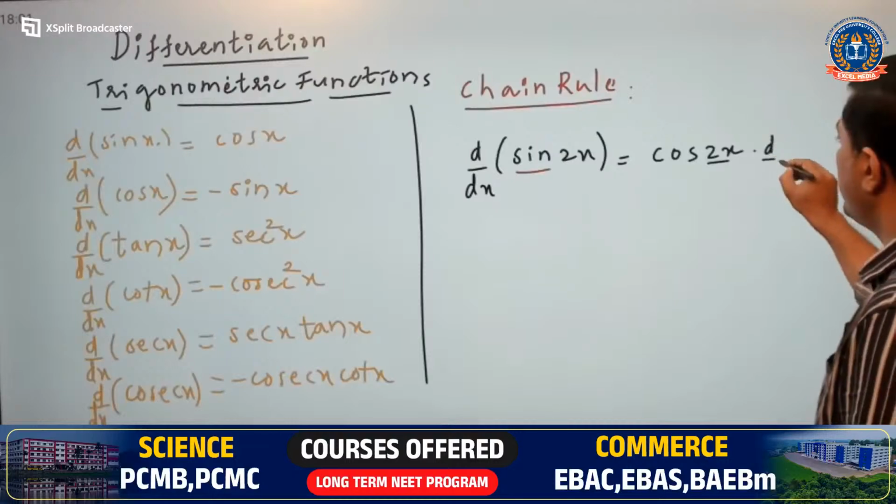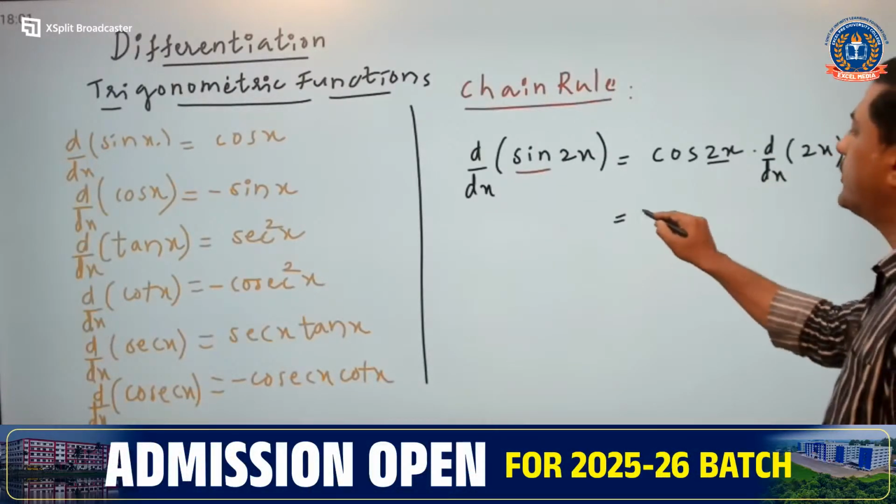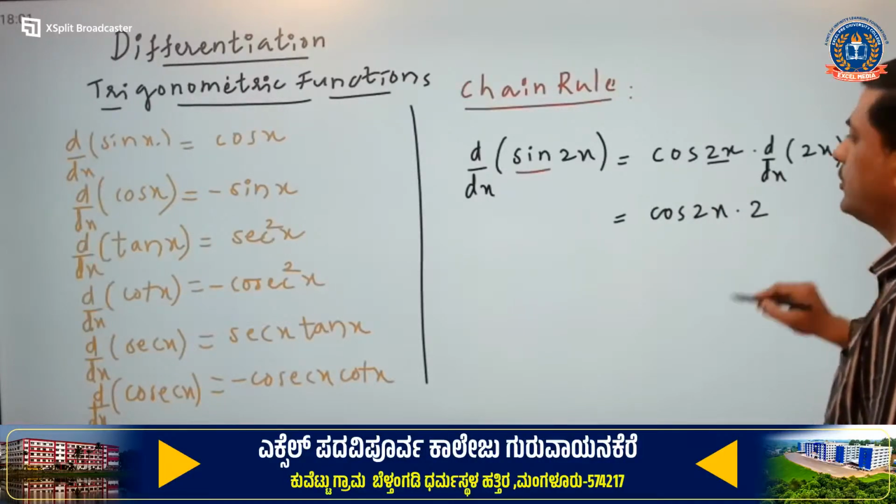So therefore a derivative of 2x you need to find. So this is equal to cos 2x and derivative of 2x is 2.